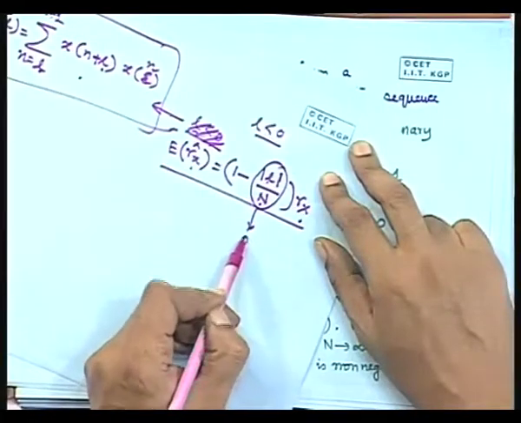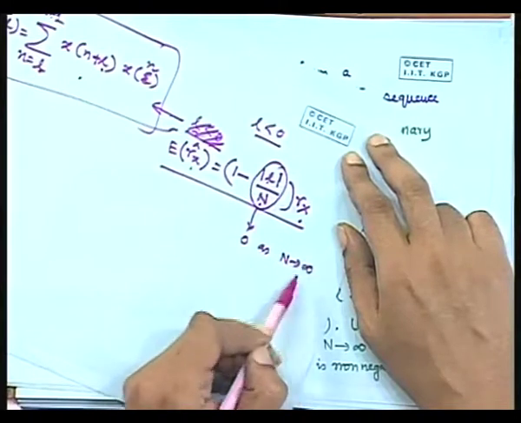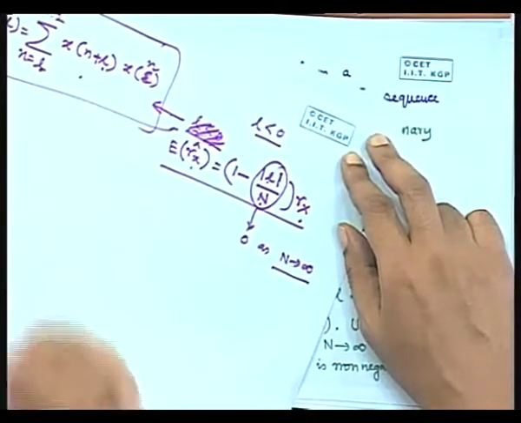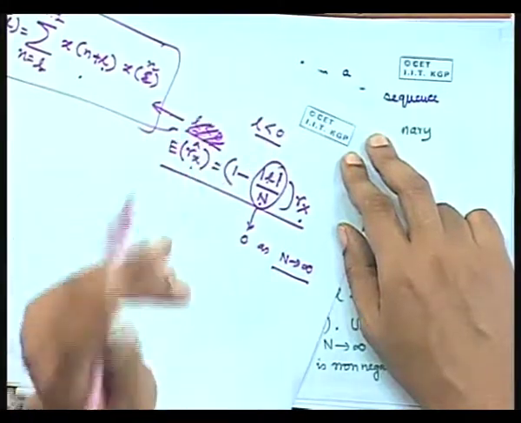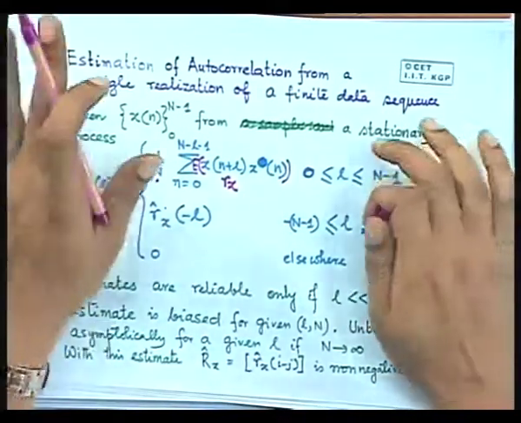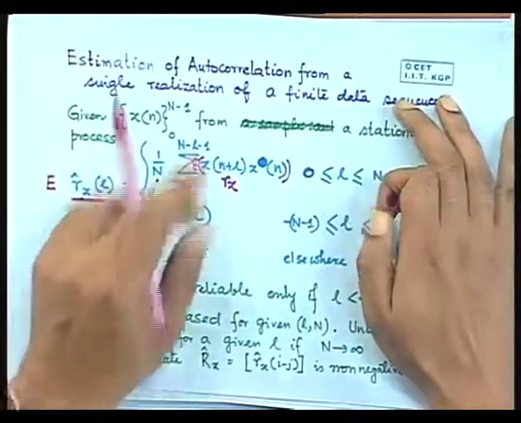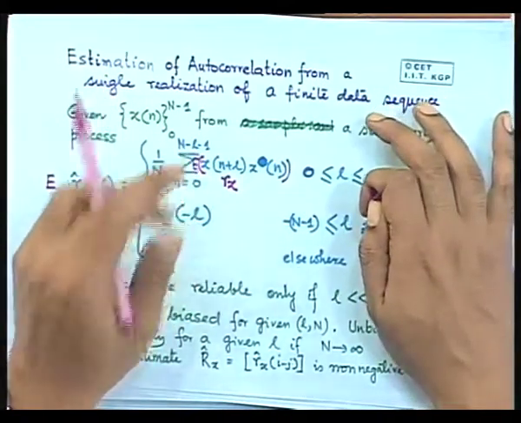But obviously this term will tend to 0 as n tends to infinity. So this estimate will become unbiased, that is, it will converge to the true correlation, provided you have taken a large number of data points compared to L. This is intuitively quite clear. So this estimate is as such biased, but it is asymptotically unbiased. Asymptotically means as capital N tends to infinity, it will become unbiased, but as such it is biased.